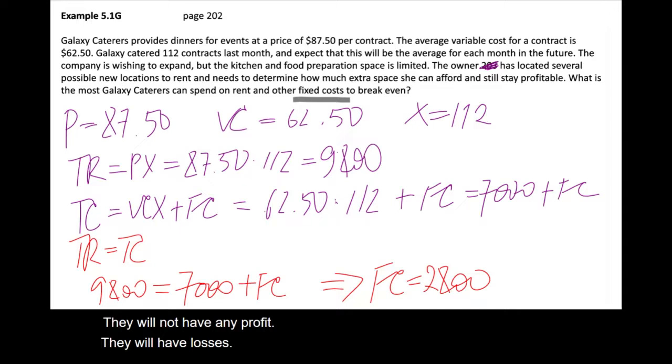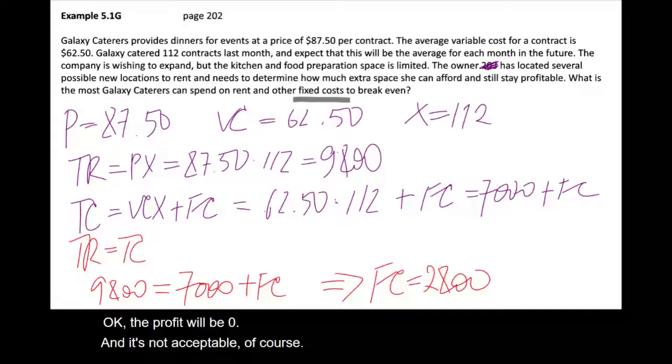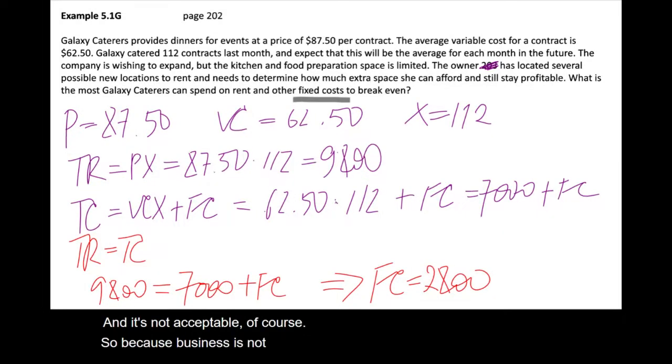So with the number of 2,800, the profit will be 0, and it's not acceptable, of course. Because business is not charity, right? So business has to make profit.